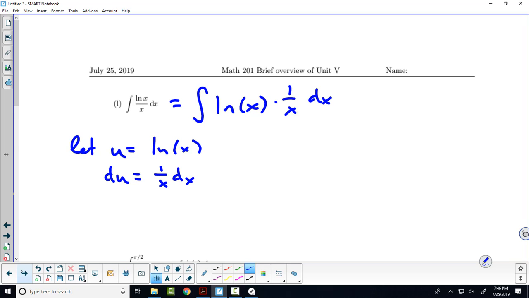I think I'm all set, ready to do the substitution. This is an example of what I called a perfect substitution again. Thank goodness. They're a little bit easier. Okay? So this is the integral of u du. What did I do? In place of the natural log, I put u. And in place of the 1 over x dx, I put du.